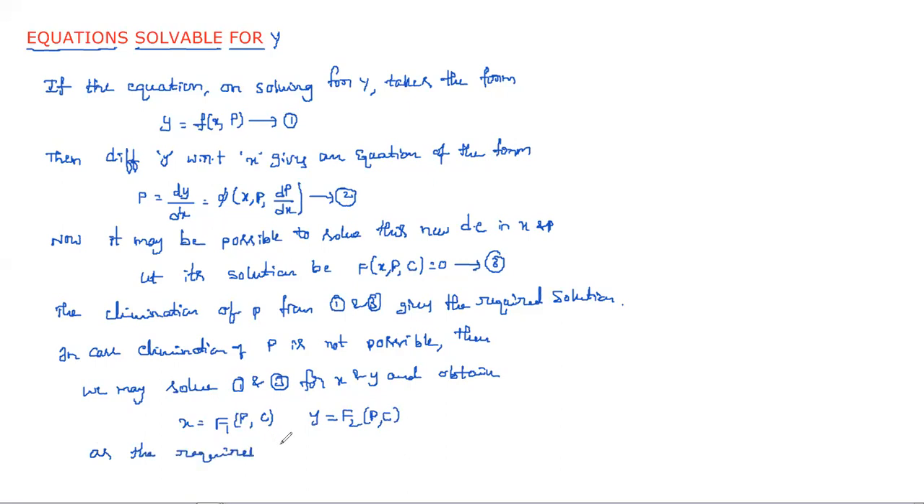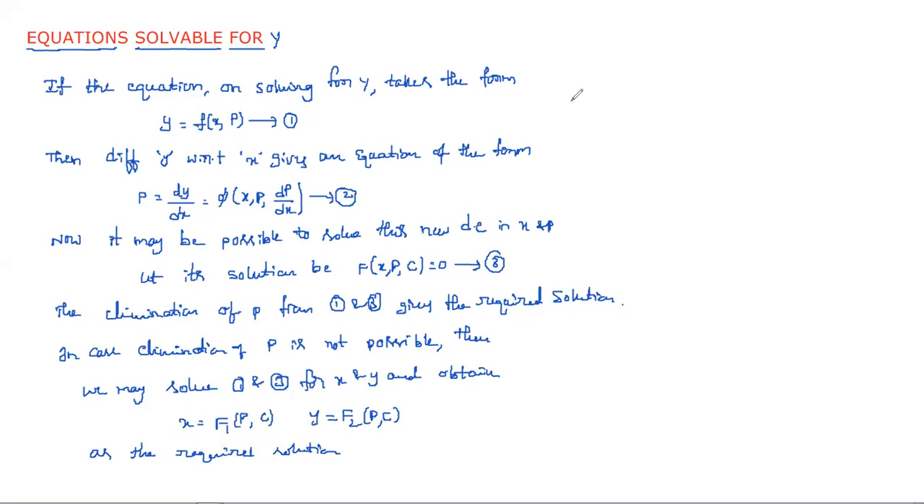So if elimination is possible, then we can take that as the solution of the given equation. If it is not possible, then we need to solve these equations for getting x as well as y. Then we can say that is the solution of the given equation.